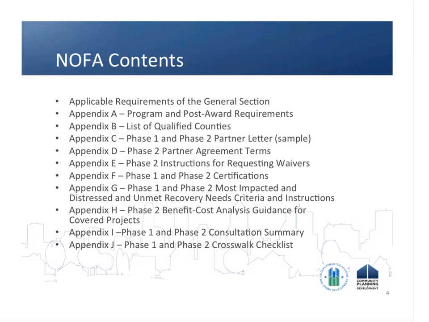And Appendix J is what we're calling a crosswalk checklist, but in other NOFAs it's sometimes called a table of contents. So you'll submit this to show us what page number in your submission, your Phase 1 and then your Phase 2 submission, where the different pieces of the NOFA are so we can find them easily and make sure we don't miss anything and you don't miss anything. This can also be sort of your completeness checklist.